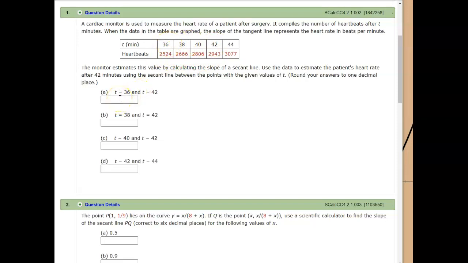You get it pretty quickly, but I'd like to show you a way to do them really quickly in your calculator.